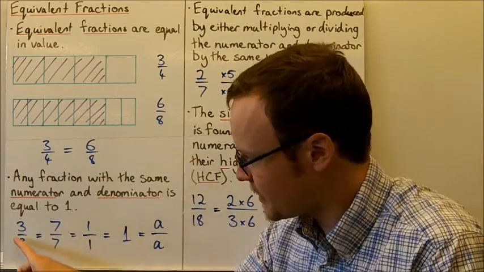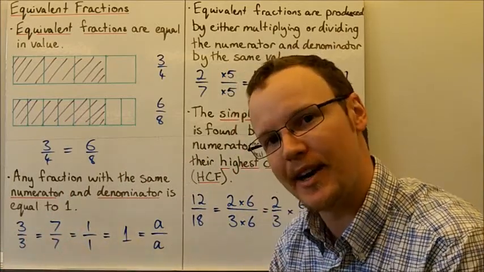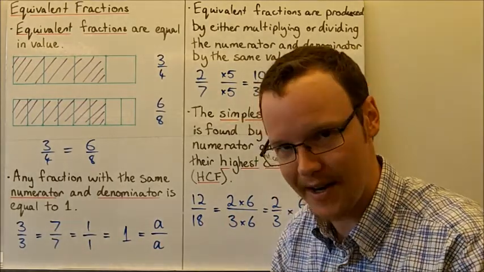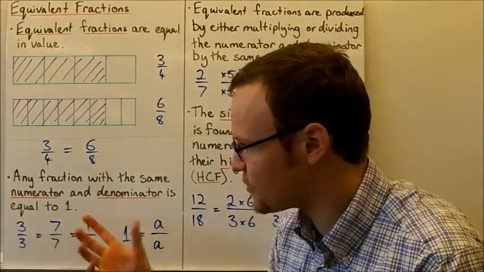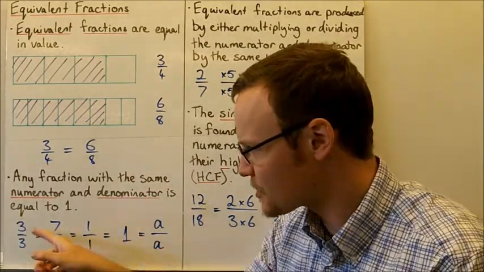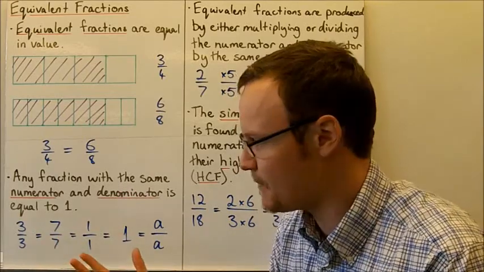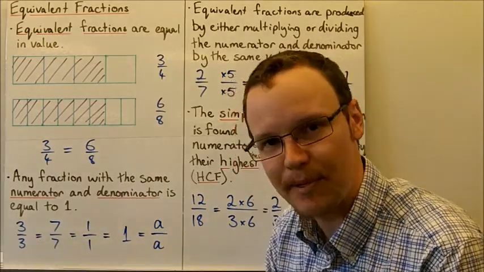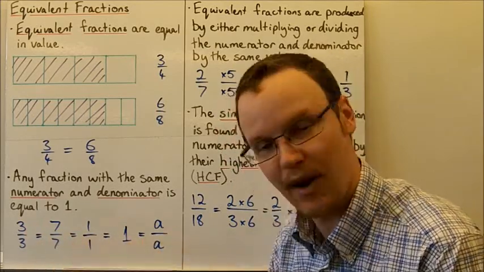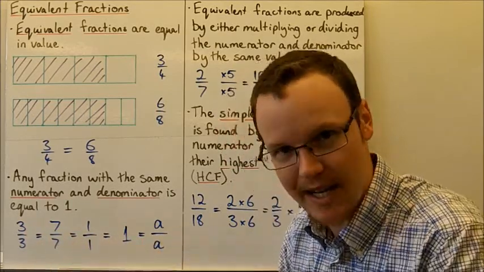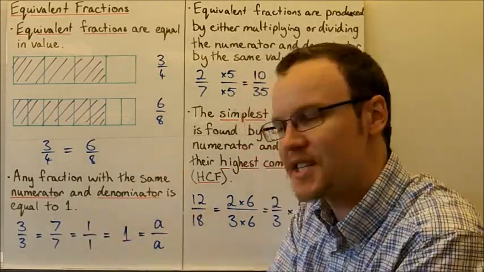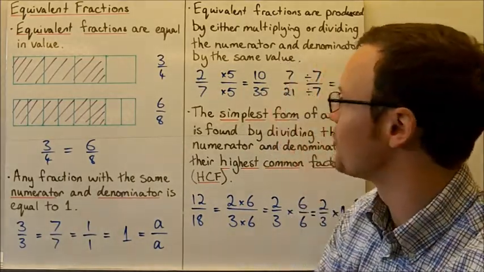The vinculum here, the line that separates the numerator and denominator, can also be represented as a divide sign. In fact, you can see that the divide sign, which is 2 dots with a line in between, looks a bit like a fraction with the dots being numbers. So the vinculum can represent a divide symbol. So we know that 3 divided by 3 is 1. 7 divided by 7 is 1. 1 divided by 1 is 1. Any number divided by itself is 1. So that's why any fraction with the same numerator and denominator is equal to 1.